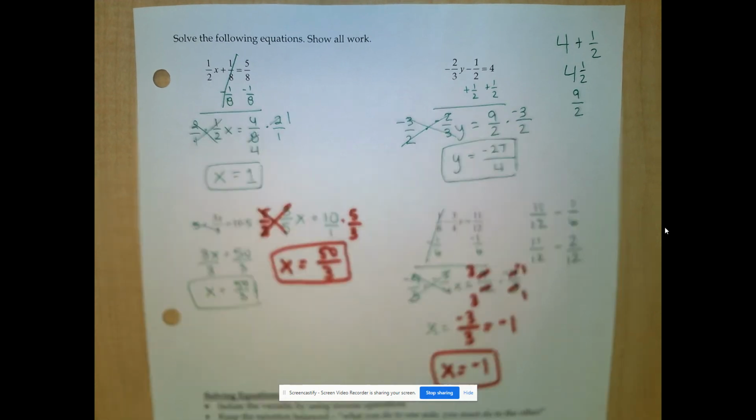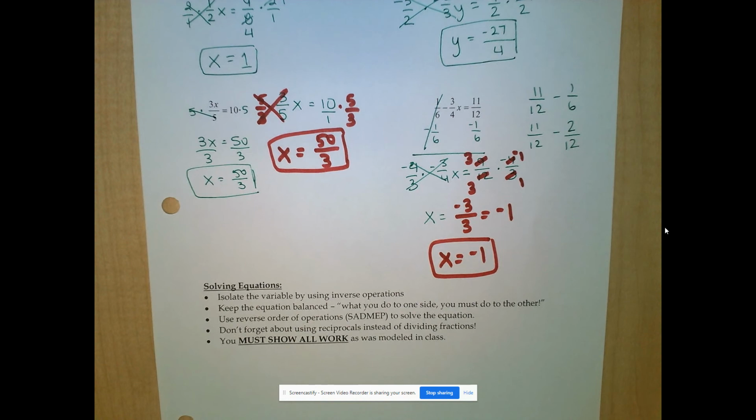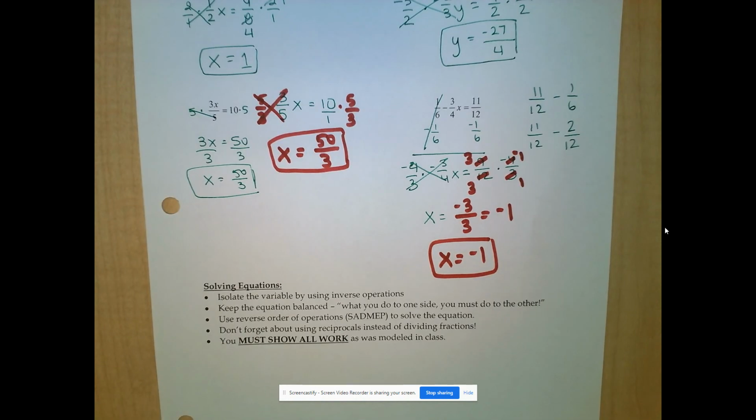So lots of different ways to go about this. If you had wanted to get them all with a common denominator at the very, very beginning, you would have still gotten the same answer. And then there's just a list of reminders at the bottom about the order. Your goal is to isolate the variable. You need to make sure whatever you do to one side, you do to the other. You use the reverse order of operations. So we get rid of any adding and subtracting first if it's there.